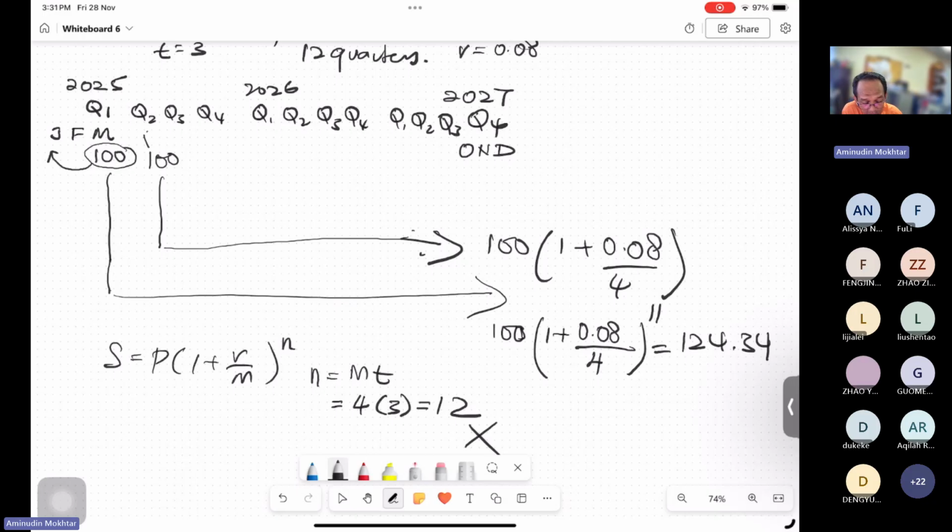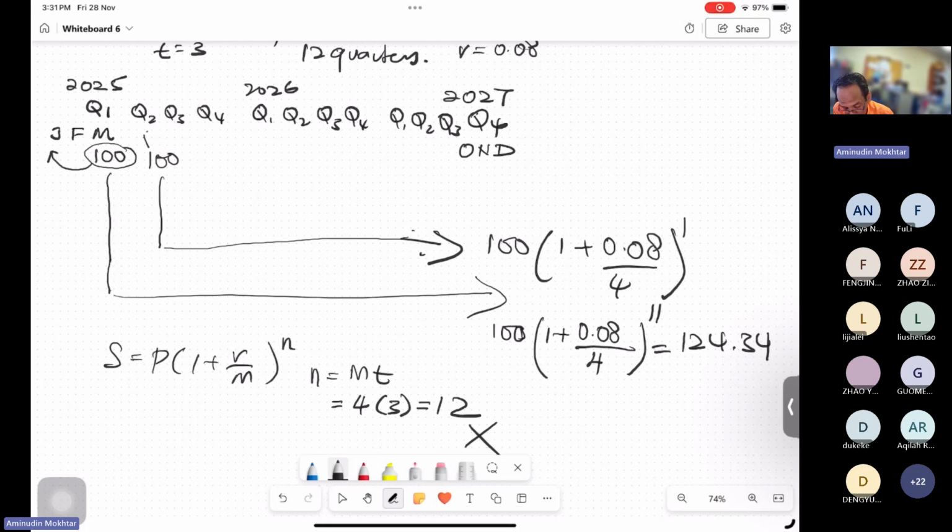So the second 100 will not qualify, will not receive dividend for quarter 1 and quarter 2. The second 100 only receives a dividend starting from quarter 3 until quarter 4 of 2027. So we have 10 quarters where the second 100 will receive the dividend from the 1,000 ringgit that we deposit on quarter 2 of 2025.